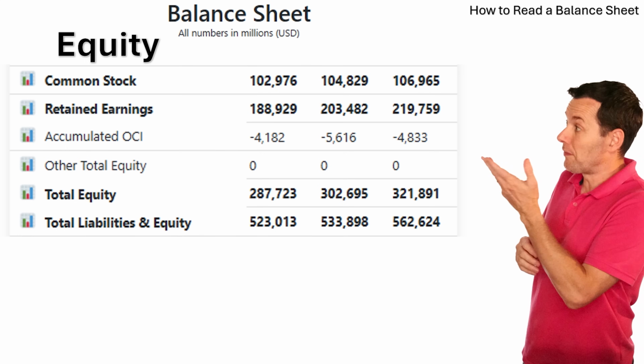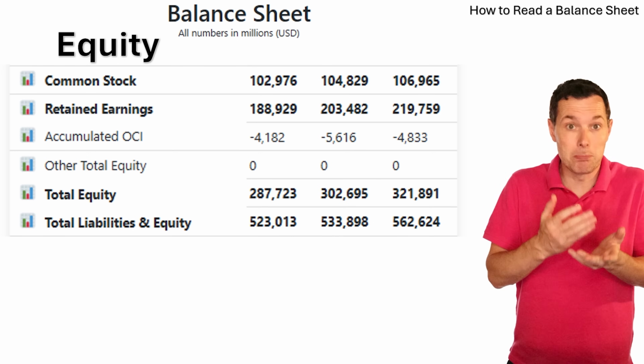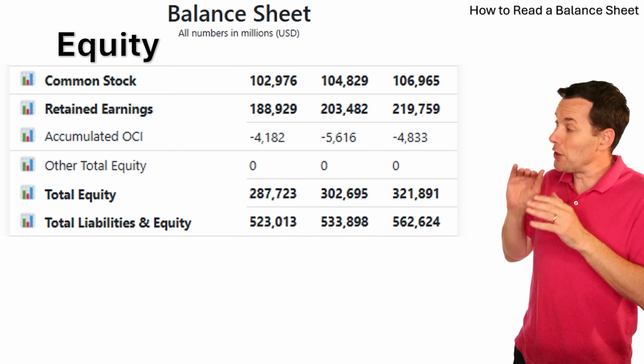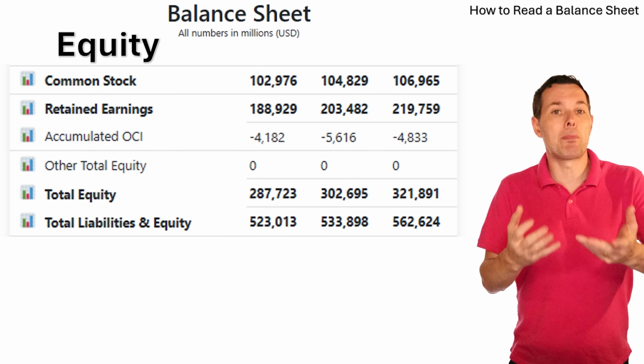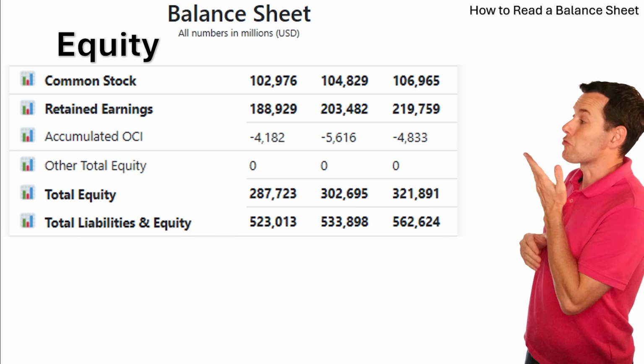So it is possible that this number ticks up because, in Microsoft's case, it's mostly because of employee stock options, but the company is also doing buybacks. But the buybacks are not hitting this line item because they're not being retired. They're going directly to treasury stock. Okay, then we've got retained earnings.